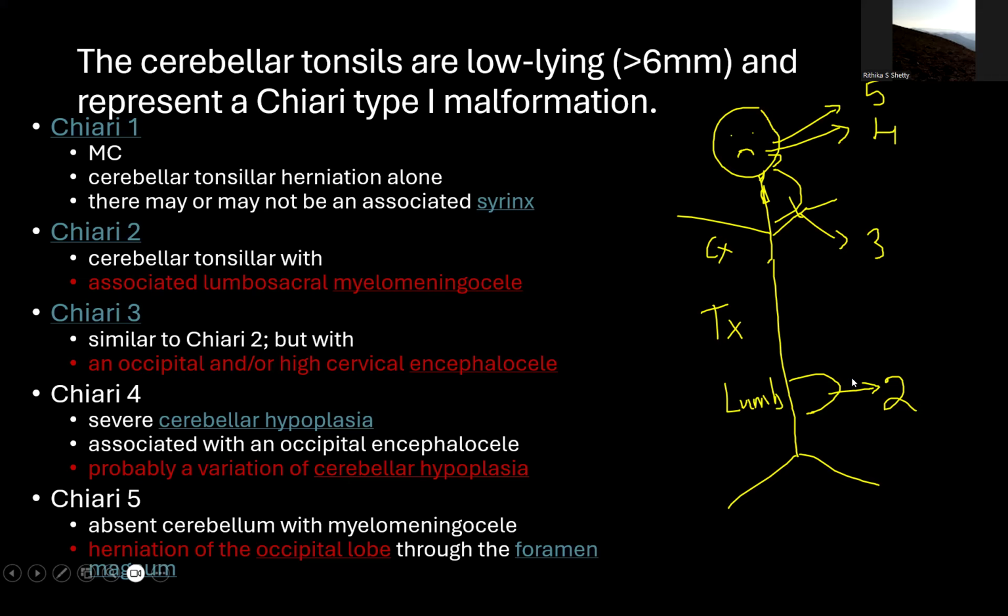In Arnold Chiari type 3, there will be associated encephalocele in the cervical or occipital region. Then again, we have to go one level up. So in case of type 4, there will be cerebellar hypoplasia. Then again, one level up will be AC type 5, in which there will be herniation of occipital lobe. So this is how we can remember all the types.